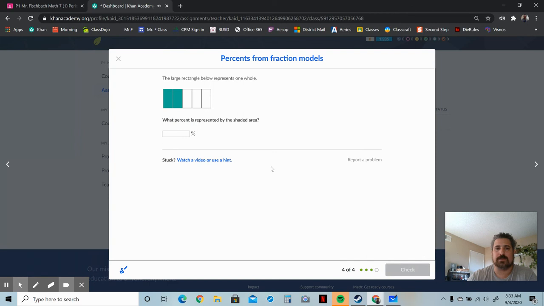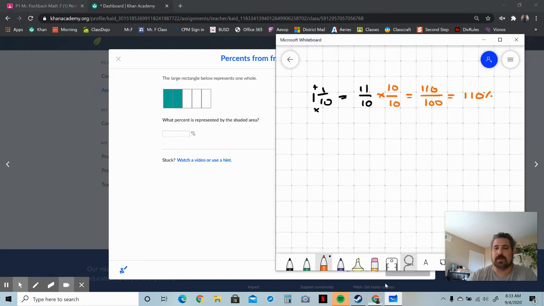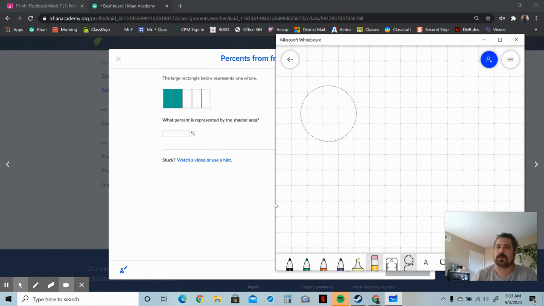Okay, the next question says the large rectangle below represents one whole. So this whole entire rectangle is one whole, which means that this is less than 100%. It's 2 out of 5, or 2/5. So now we're looking at a new fraction, 2/5.